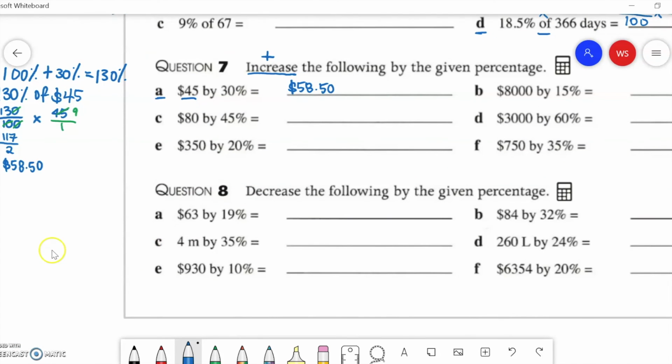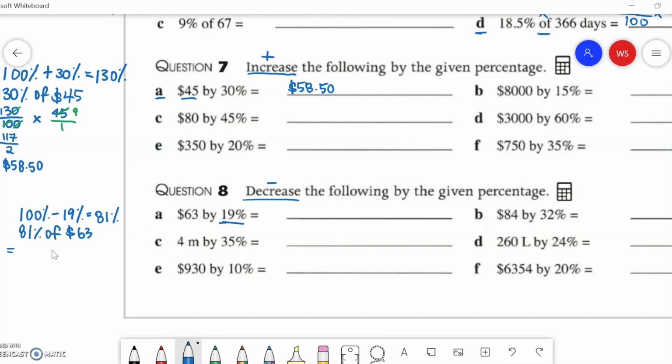Okay, question 8. Decrease the following by a given percentage. So this is a calculator question. You do need your calculators for this. Question 8A. So that's $63 by 19%. So by the word decrease, we already know that we will have to subtract whatever is asked there. So that is a decrease of 19%. So your first step is 100% minus 19, finding out how much the drop will be after that subtraction, 81%. Next up, 81% of the original amount, which is $63.